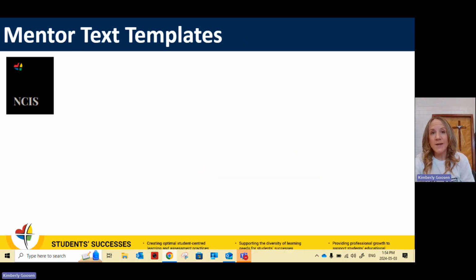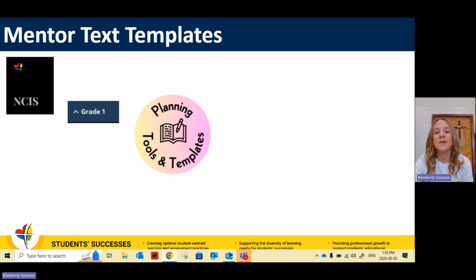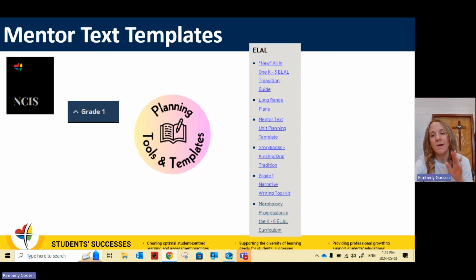So our mentor text templates are on the NCIS Google site. If you go under any grade level, so this one's grade 1, and you go to that planning tools and templates button, you can scroll down for the ELAL templates, and you will see that there is a mentor text unit planning template.